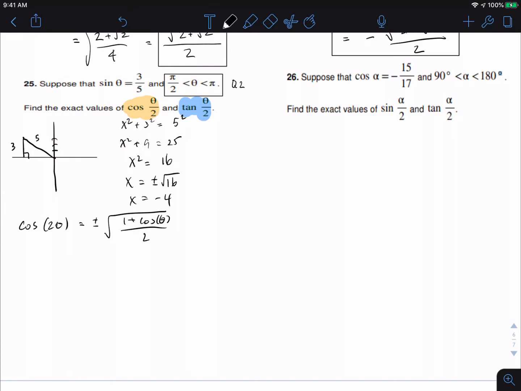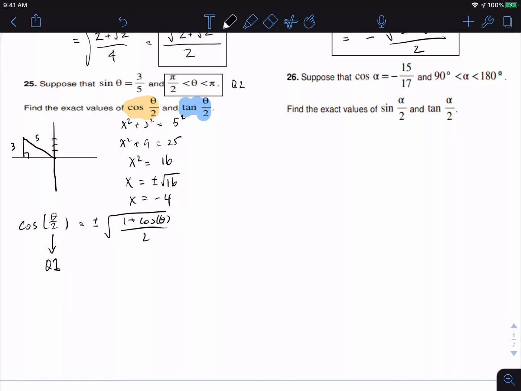Why did I do... I wrote down the wrong thing. This should be theta over 2, not 2 theta. That's the formula. And so if we're in quadrant 2 and we divide the angle in half, doesn't that tell us that we're in quadrant 1? Because any number in quadrant 2 under 180 divided in half puts us in quadrant 1. So this angle ends up being in quadrant 1, right?